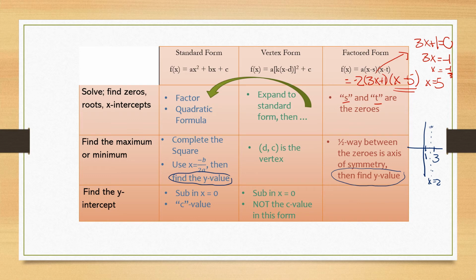The last one is to find the y-intercept in factored form. It's the same thing. We sub in x equals 0. That gives you the y-intercept all the time. That's the one that's the same. It's consistent no matter what type of format you have. You're subbing in x equals 0.